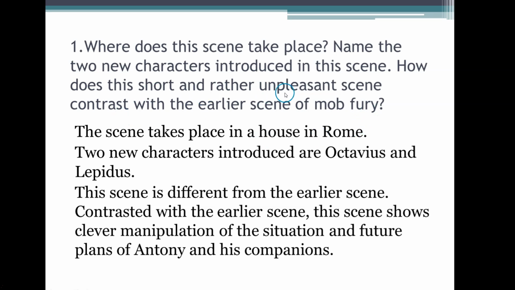Third one. How does this short and rather unpleasant scene contrast with the earlier scene of mob fury? So this scene is different, contrasted with the earlier scene. This scene shows clever manipulation of the situation and future plans of Antony and his companions. So you can underline from here: clever manipulation of the situation and future plans of Antony and his companions. So these are the key words which I had asked you to underline.